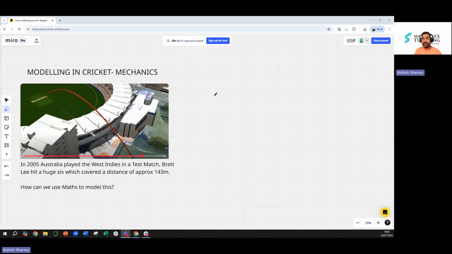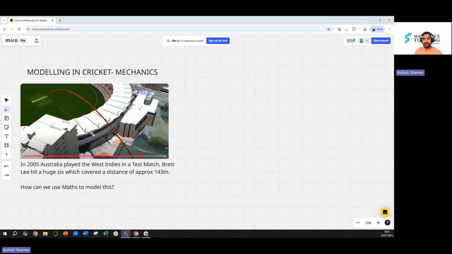In this particular video, we have a batsman called Brett Lee, and he smashed a massive six and essentially hit the ball out of the ground by a horizontal distance of 143 meters. Now, this was back in 2005. So my question is, how can we use existing maths knowledge from A-level maths to help us try and model this, if possible?